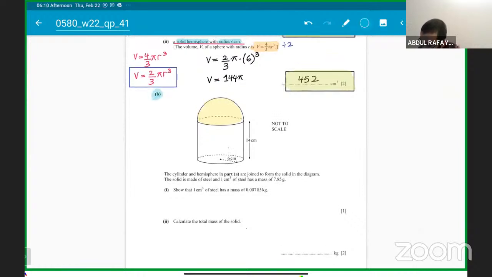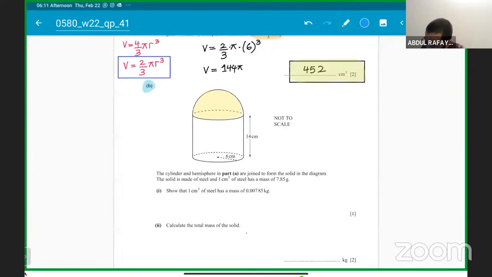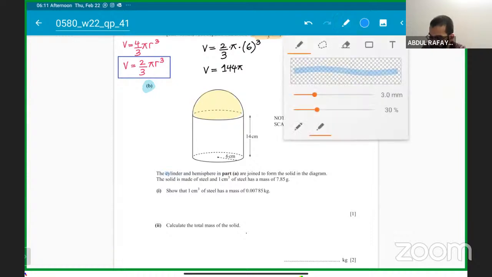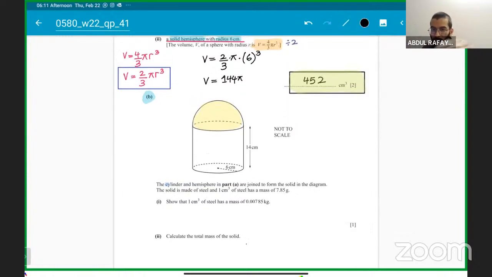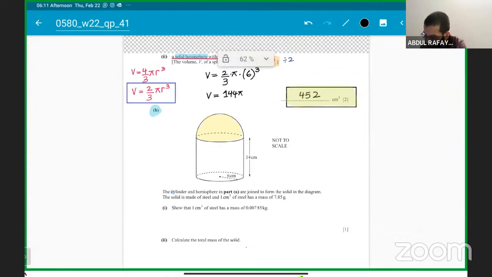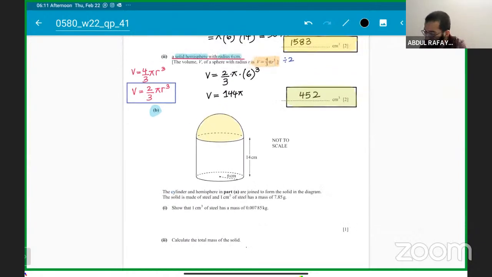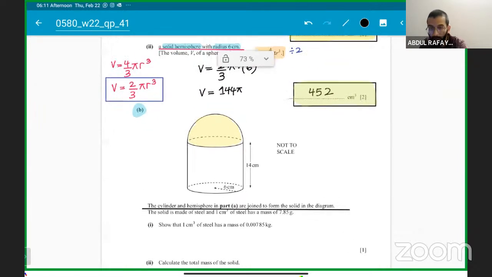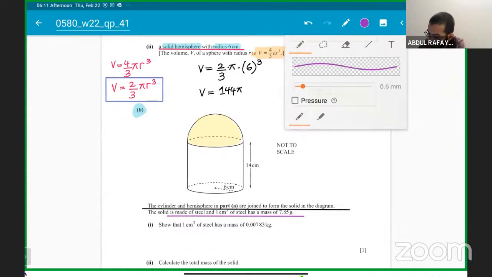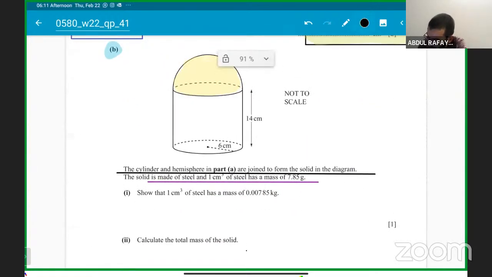For part B, we have the cylinder and the hemisphere from part A. As we can see, the question is linked from the previous part. The cylinder and the hemisphere in part A are joined to form the solid in the diagram. The solid is made of steel, and 1 centimeter cubed of the steel has a mass of 7.85 grams. Let's write down the information.